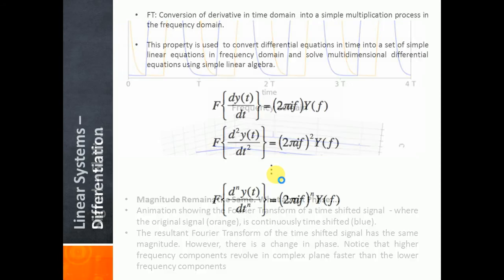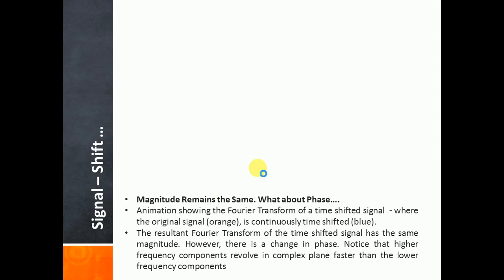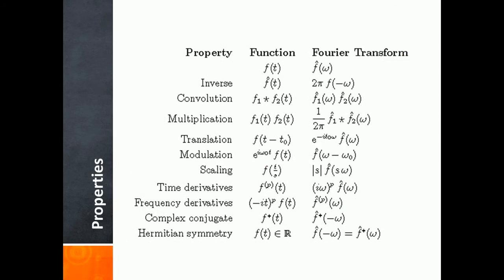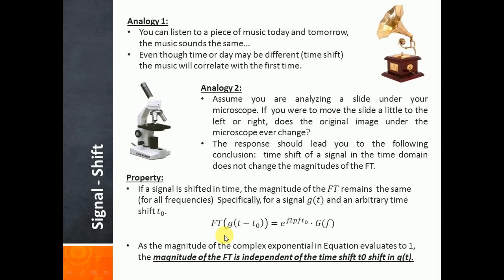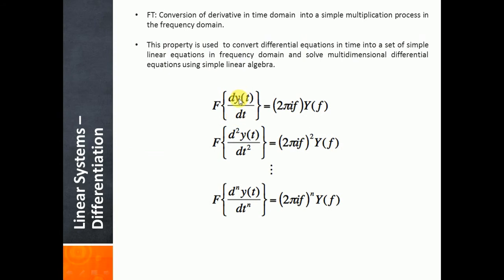The other useful property is differentiation. If you differentiate, so if y of t corresponds to Y of f, now the Fourier transform of the derivative adds this component. The double derivative squares this. The nth derivative raises it to the power n.